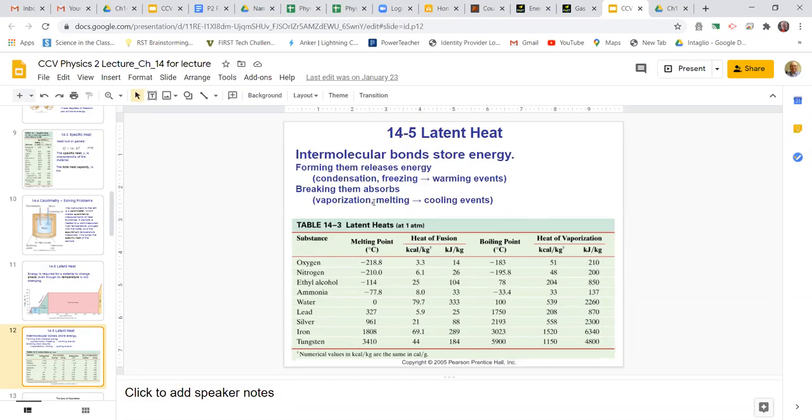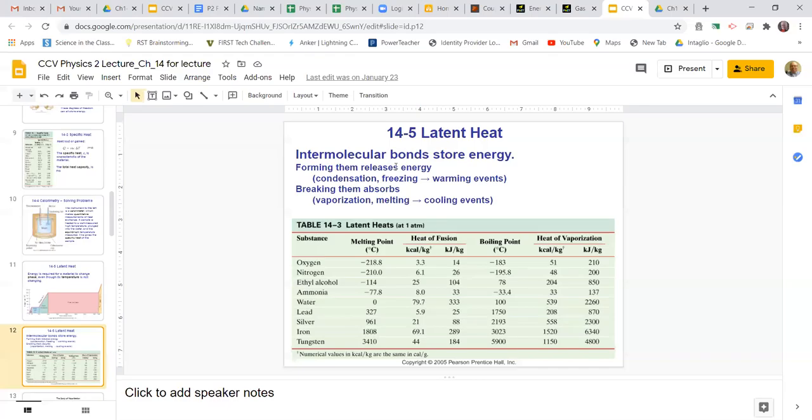Now this statement up here is a conceptual one, and it takes a little bit of time for you to become comfortable with this. When you're forming bonds, that releases energy. When two atoms are bonded together, it's going to take energy to break them. And so when they form, they actually release energy. We can get into this in a little more detail, but essentially a bound state is a negative energy state. And in order to get to a free state, you have to add energy. So when these bonds are formed, they release energy.